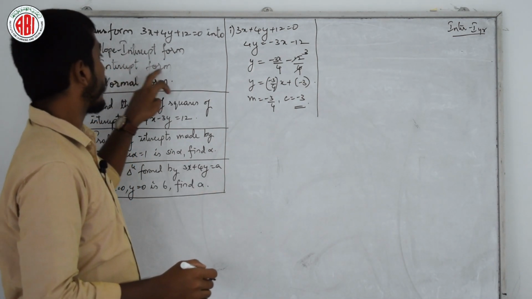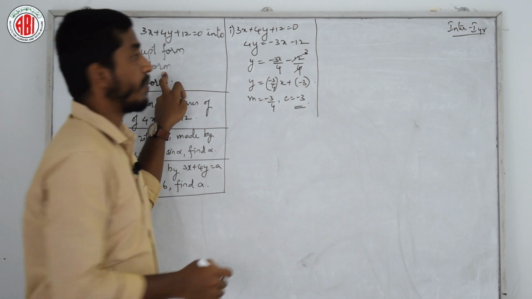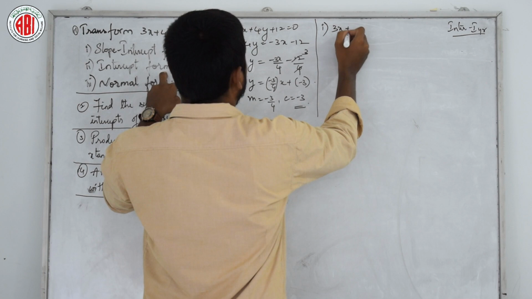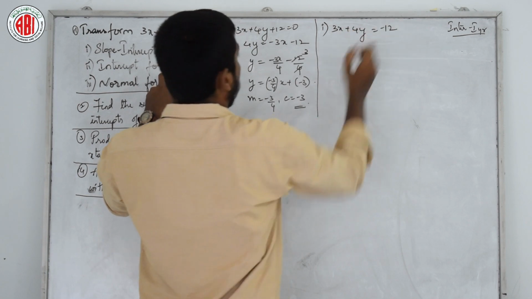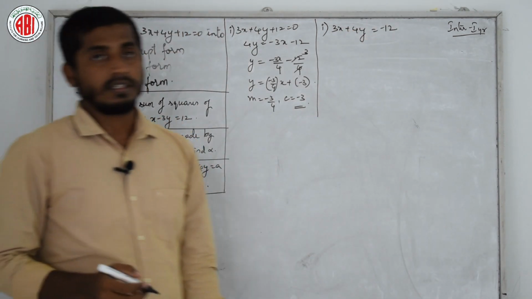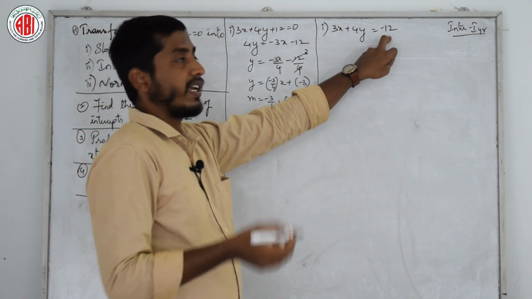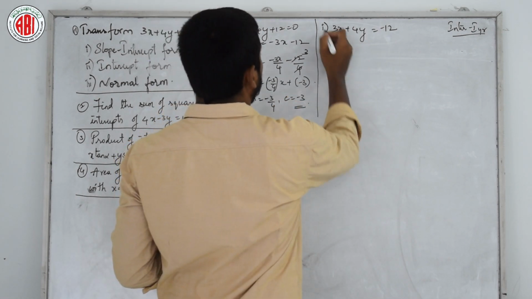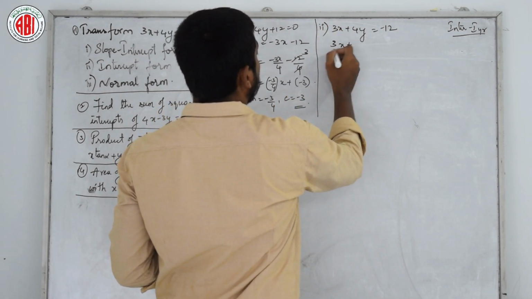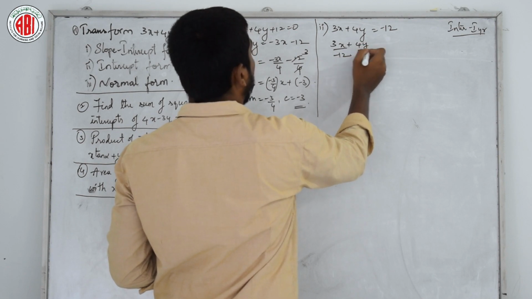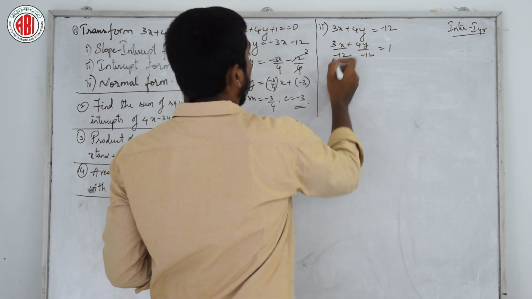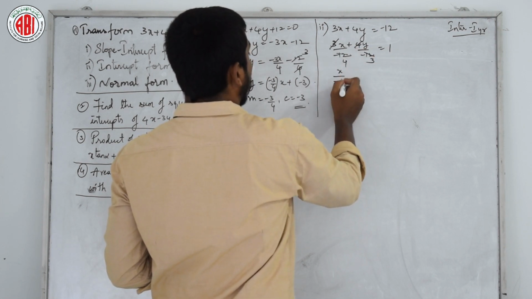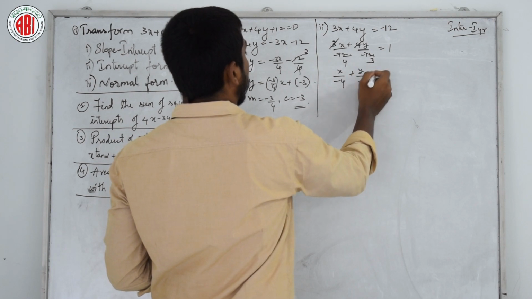Similarly, let us find how to transform the equation into intercept form. What is the first step we have to do? We have to send the constant to the right hand side. Whatever it is, we have to make it as 1. Therefore, we will divide both the sides by minus 12. That is 3x by minus 12, 4y by minus 12 is equal to 1. If possible, cancel it. x by minus 4 plus y by minus 3 is equal to 1.